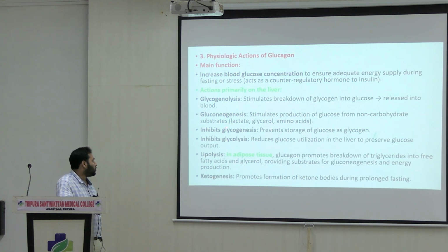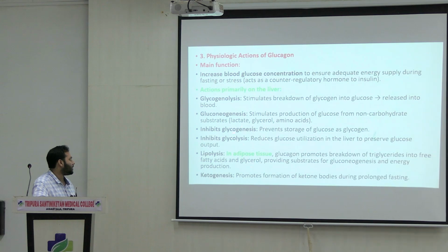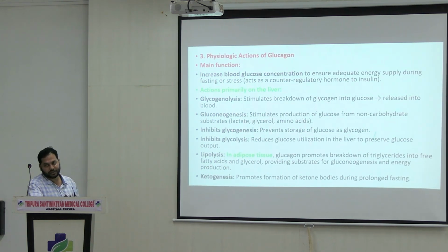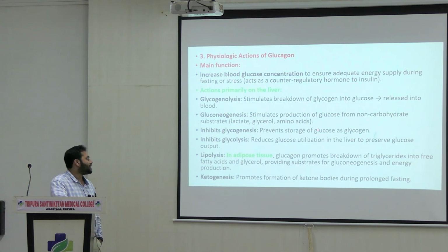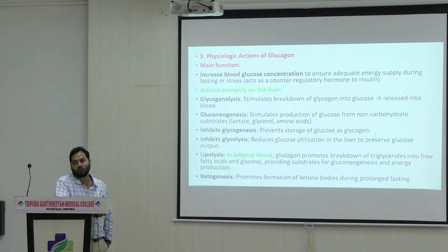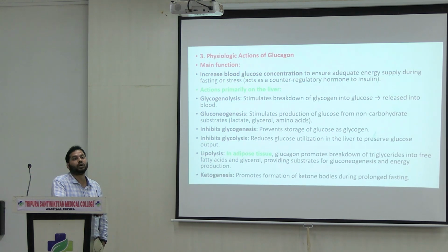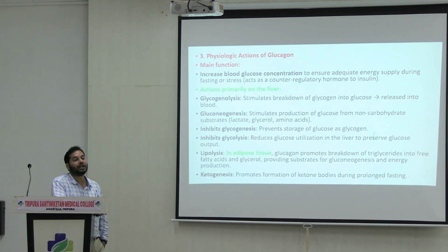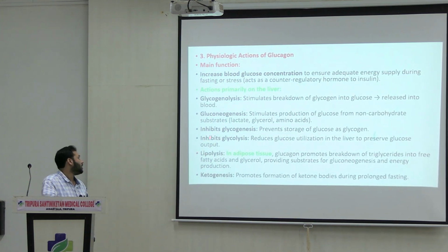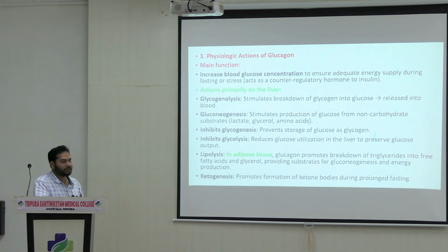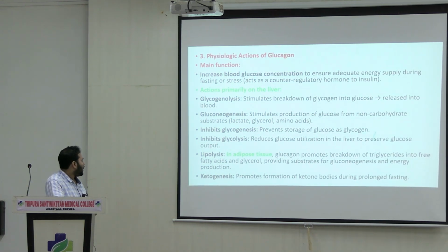Now, these glucagon hormones not only promote metabolic events, they also inhibit some metabolic events, like the inhibition of glycogenesis. So it prevents the storage of glucose as glycogen. Generally, we know insulin helps to store the glycogen. So it means there is an inhibitory role of glucagon, because it inhibits the glycogenesis events.